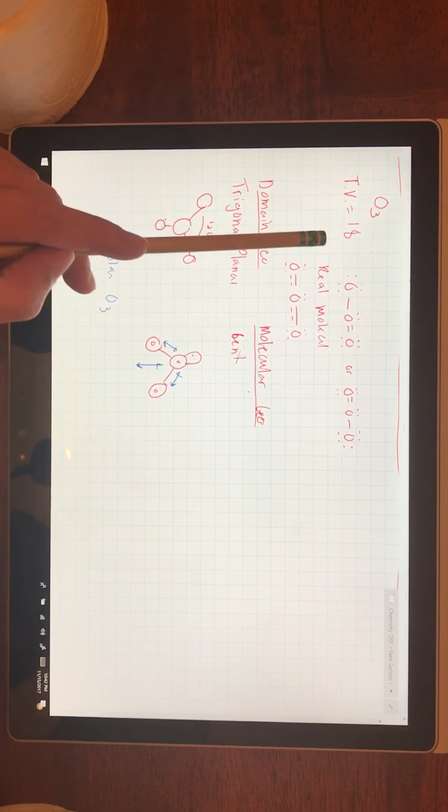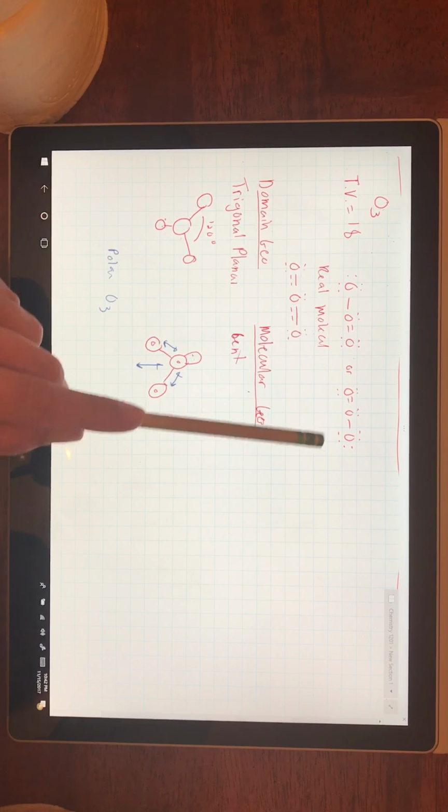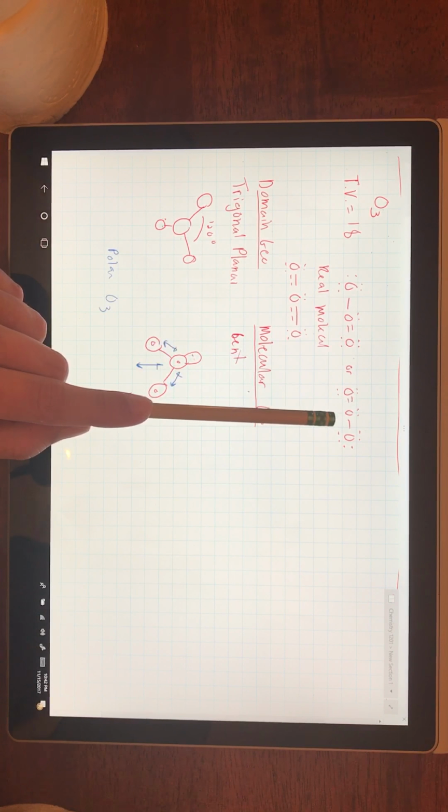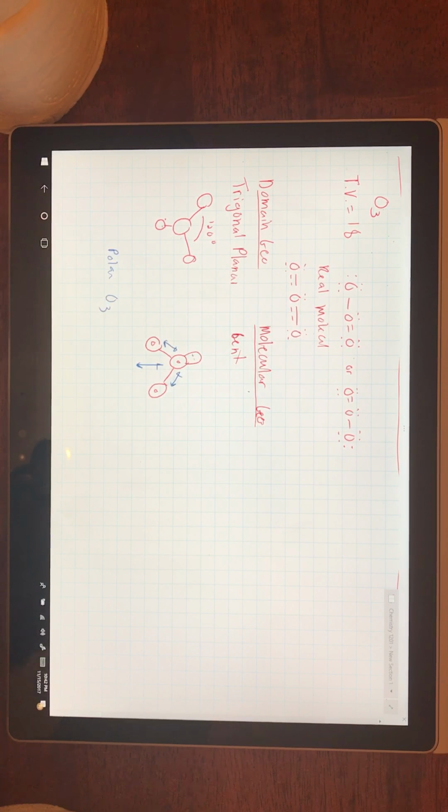Finally, we have ozone. Ozone has 18 total valence electrons, and you get another resonance structure, so it could either look like this or this for the Lewis structure, but the real molecule would be like this, where it shares a bond. The domain geometry is trigonal planar because there are 3 domains, but the molecular geometry is bent because one of these is replaced with a lone pair, and it causes a bent shape.